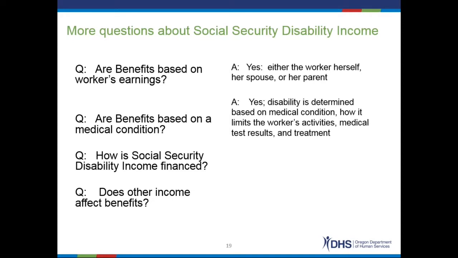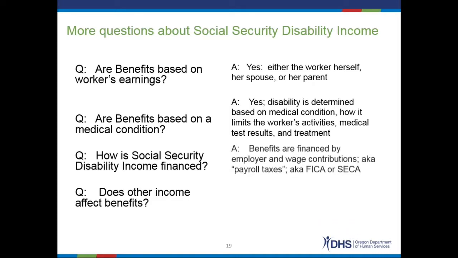Yes. So regular Social Security income is not based on medical condition, but as the name implies, Social Security disability income is. And it's determined based on a medical condition, how it limits the worker's activities, medical test results, and treatment. And all of this, this permanent disability is going to be determined by the Social Security Administration when people apply for SSDI. How is it financed?